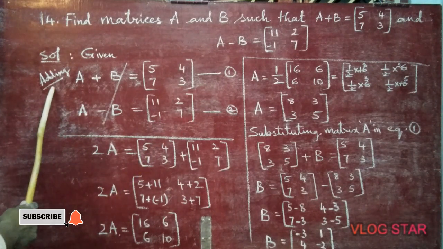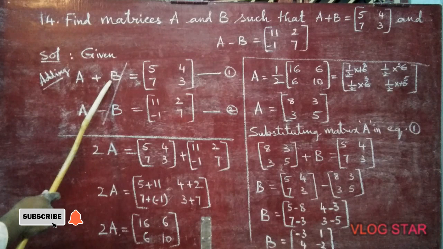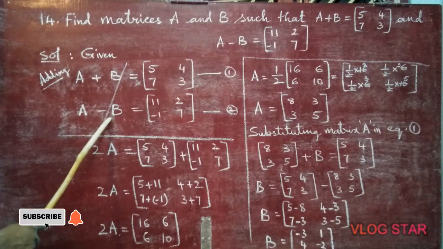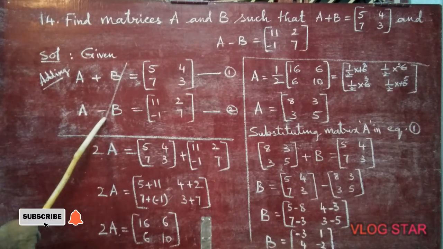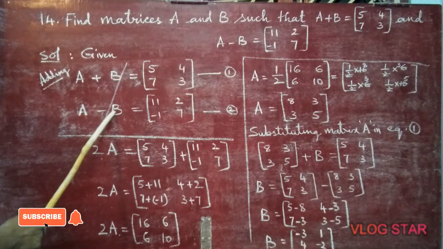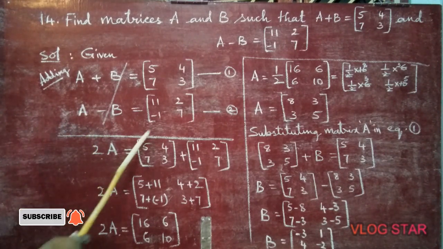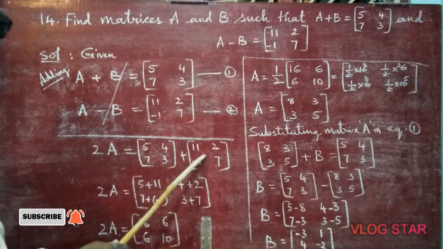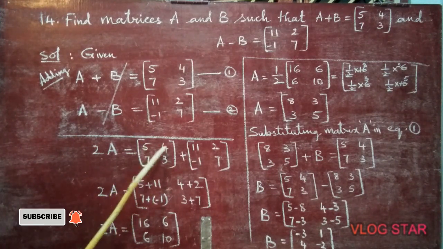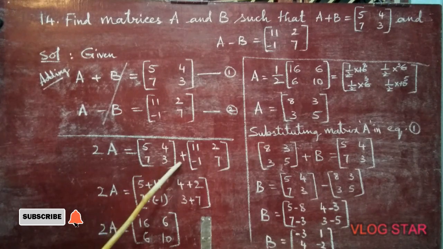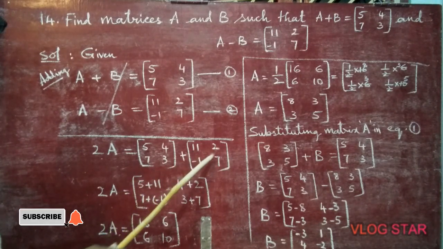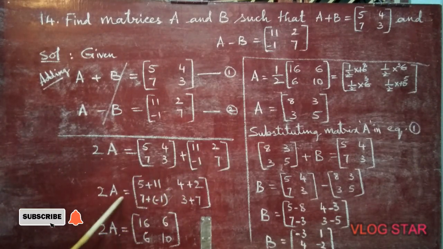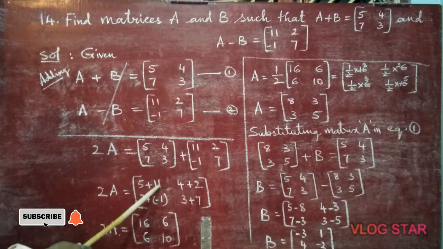Now adding equation 1 and 2. Why adding? Here opposite signs are there, so they get cancelled. Plus B minus B gets cancelled. A plus A is 2A, which is equal to, we have to add the right hand side of these two matrices. 5 4 7 3 plus another matrix 11 2 minus 1 7. 2A is equal to 5 plus 11, first element with first element.